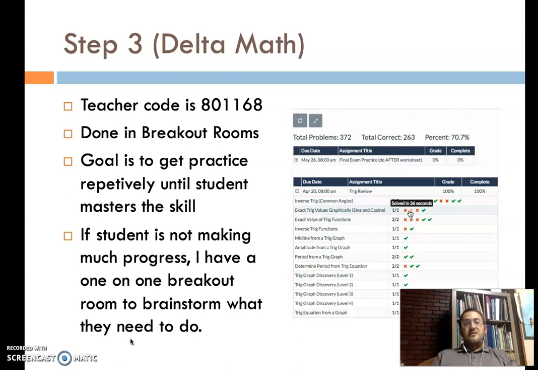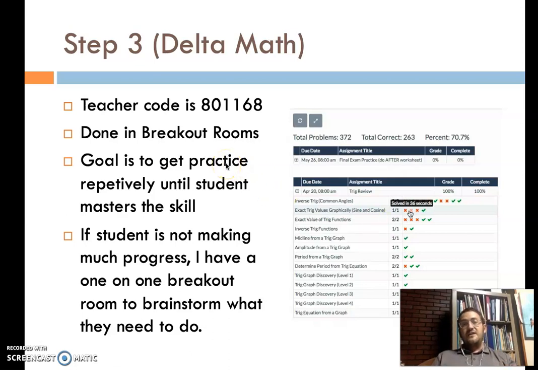Step 3, we do Delta Math. So part of a flip model is that students spend most of the time in class doing their practice. And I am actually able to monitor how the students are doing in Delta Math. So I look at how are they doing on the scale? Are they watching the instructional videos? Are they mastering the problems, or are they getting the problems wrong? Are they taking a long time or a short time in solving the problems?